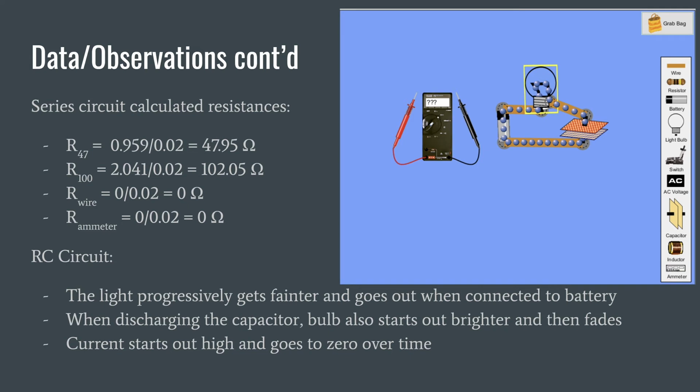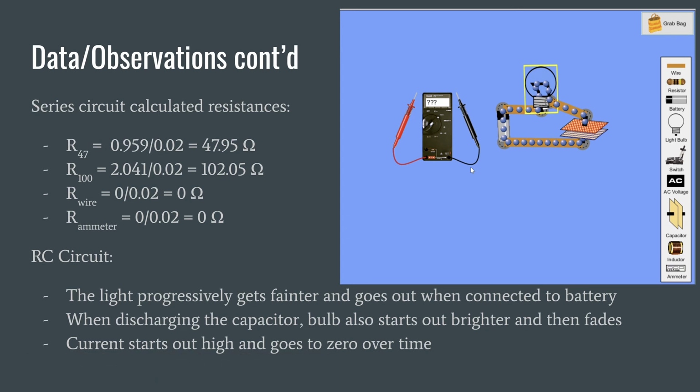So for the 47 ohm resistor, the calculated value using Ohm's law was 47.95 ohms. For the 100 ohm resistor, the calculated value was 102.05 ohms. And for the wires and the ammeter, the calculated values were 0 because those have 0 internal resistance. Then the RC circuit, which is displayed up here in the top right corner.